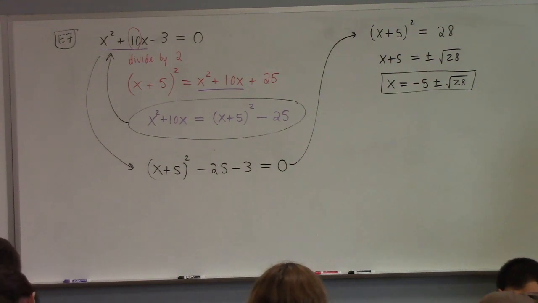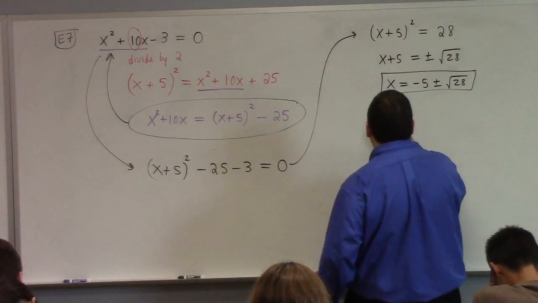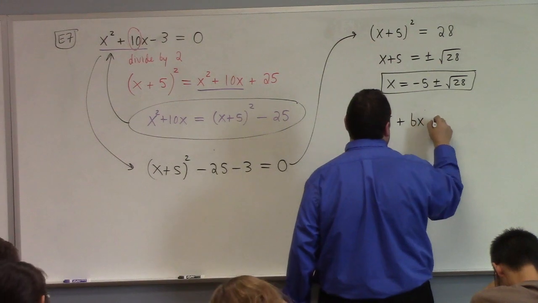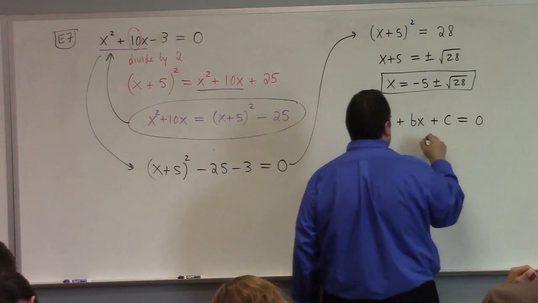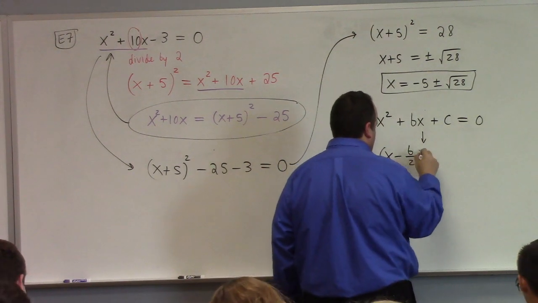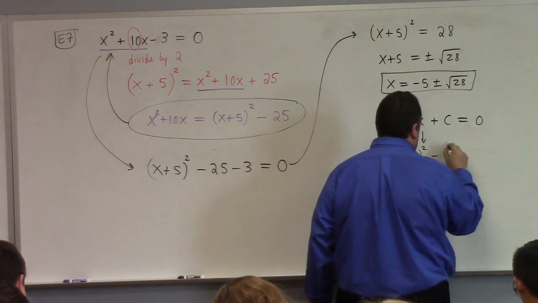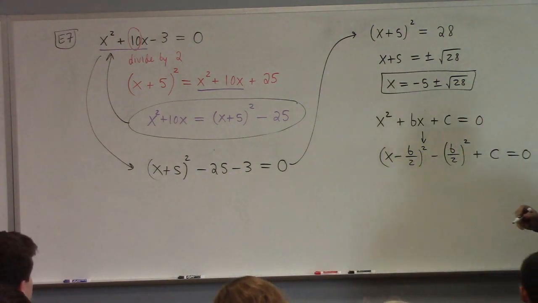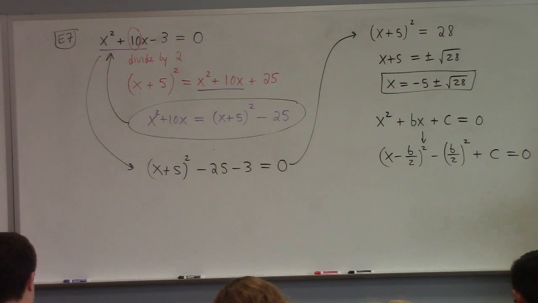Now, I don't want to go through the logic of completing the square every time we do it. So let me just write it down as an algorithm for you guys, okay? So here's the algorithm. We have x squared plus bx plus c equals 0. We take that and we write it as x plus b over 2, you square that, and you subtract b over 2 squared plus c equals 0. That's it. This right here is completing the square.